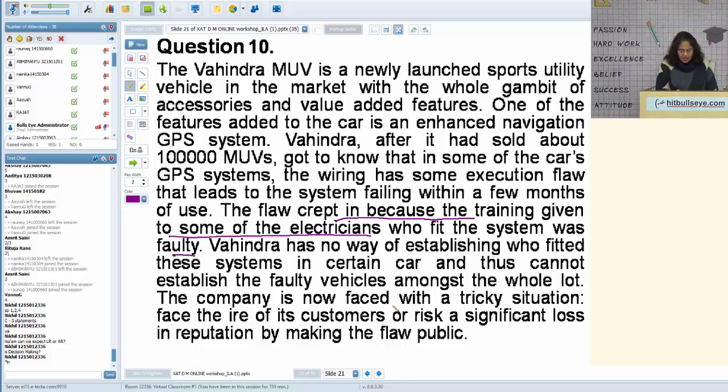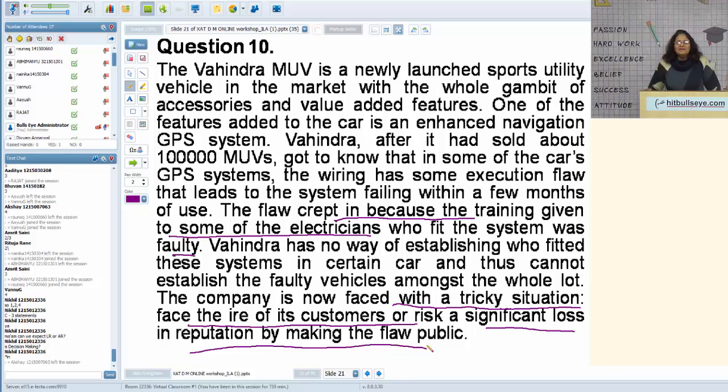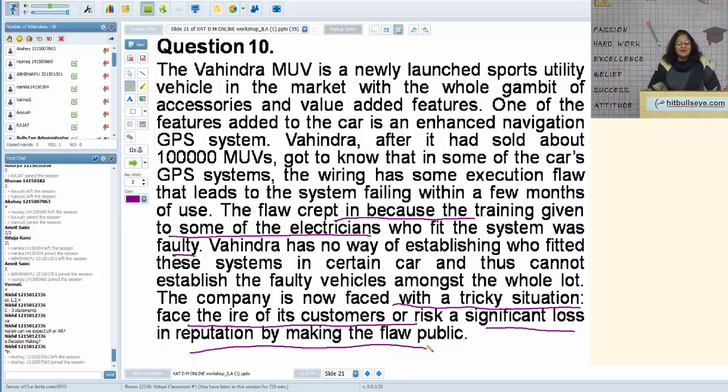And the company is now faced with a tricky situation. So the dilemma here is, should it face the ire of the customers or risk a significant loss in reputation by making the flaw public? I think it sounds familiar. You have already seen in the last few months what happened to Maggie and how Maggie dealt with it. So you are really well equipped to answer this one.